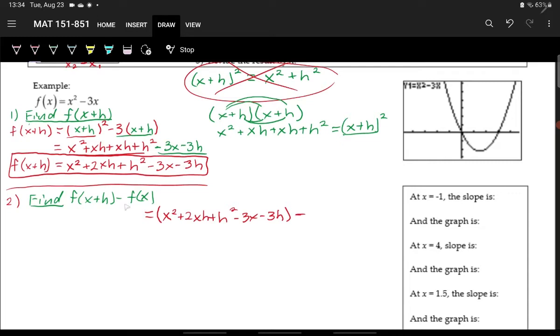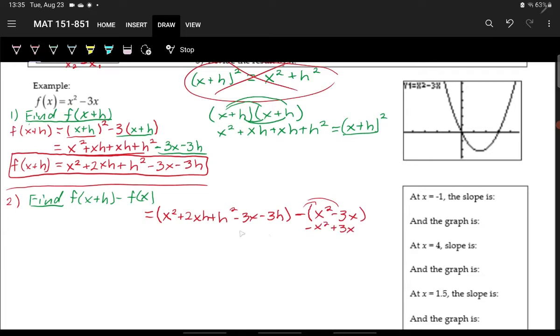And now we have to make sure we're subtracting all of f of x. So we need to put f of x in parentheses, because if we don't, then the subtraction will only go to one term and not all of them. The subtraction has to go to all the terms because we're subtracting the entire function, not just part of the function. So you can think of this as, we distribute the negative here. So I'm just going to write negative x squared plus 3x. That's really what we have here.